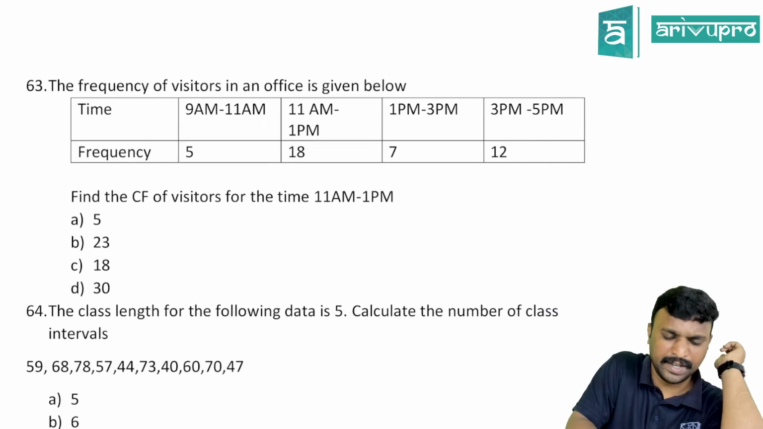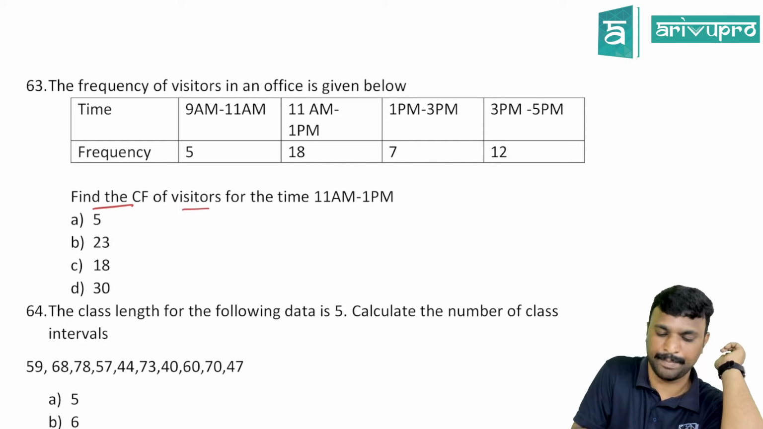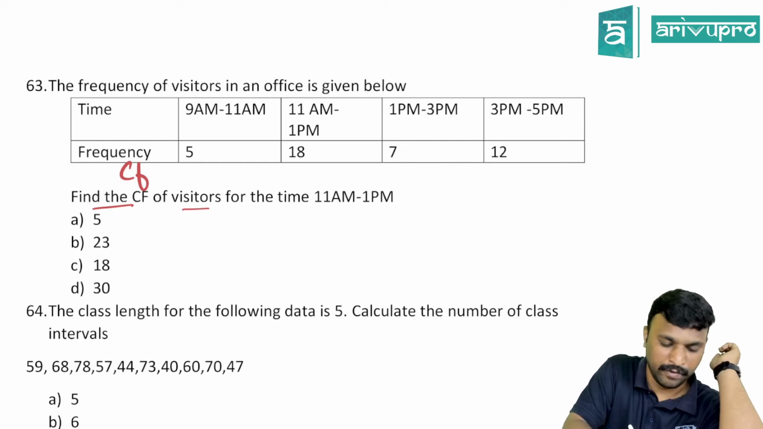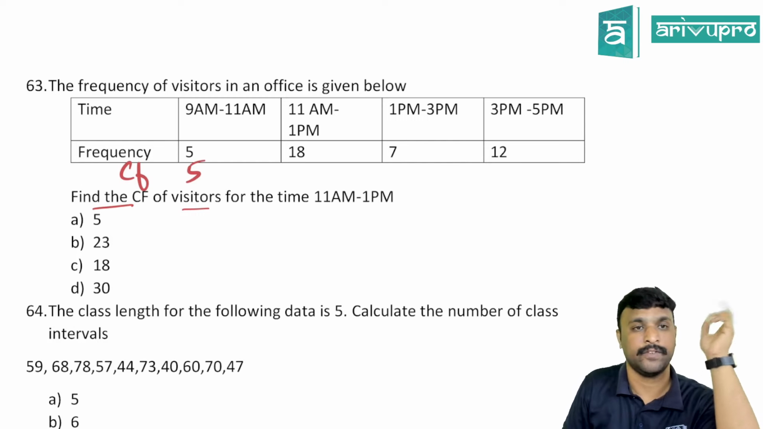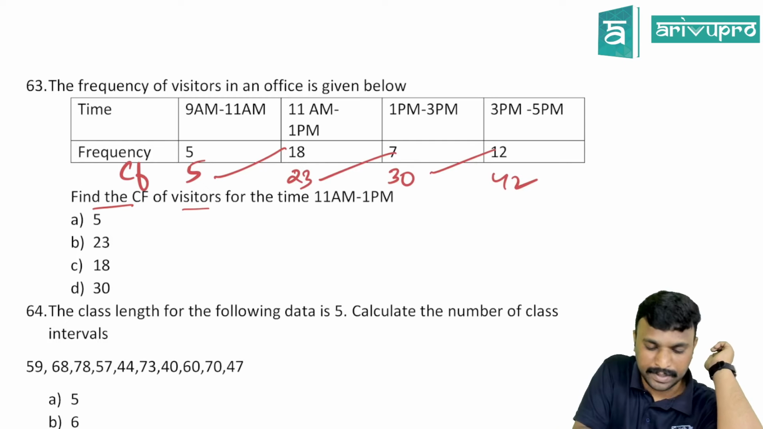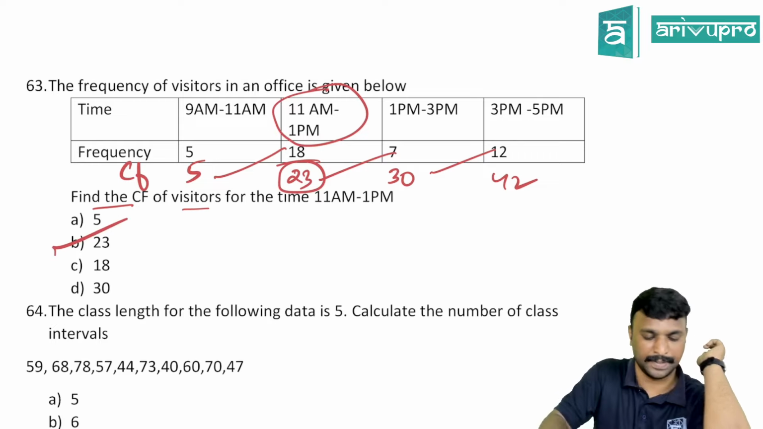Guys, the frequency of visitors in an office is given below. So we need to find the cumulative frequency of the visitors for the time 11 a.m. to 1 p.m. Guys, first of all, cumulative frequencies means what? First CF is same as the first original frequency. Second CF is 5 plus 18 is 23, 23 plus 7 is 30, 30 plus 12 is 42. They have asked for the class 11 a.m. to 1 p.m. So 23 is the answer.